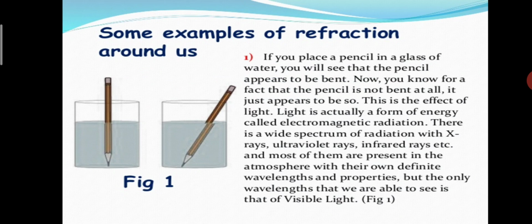Light is actually a form of energy called electromagnetic radiation. There is a wide spectrum of radiation with X-rays, ultraviolet rays, infrared waves, and most of them are present in the atmosphere with their own definite wavelengths and properties. Okay, but the only wavelengths that we are able to see are those of visible light, that we have shown in figure 1.